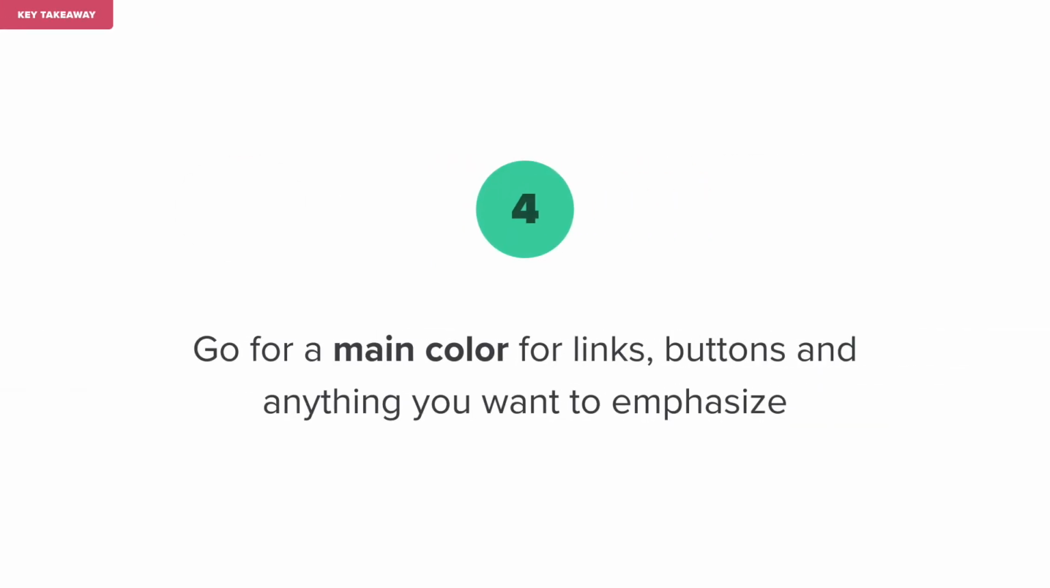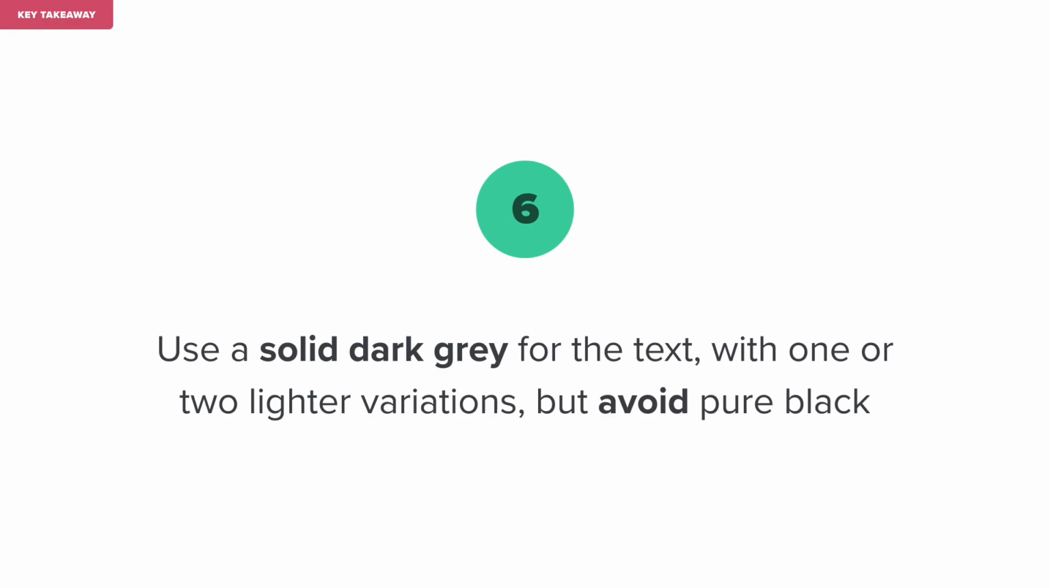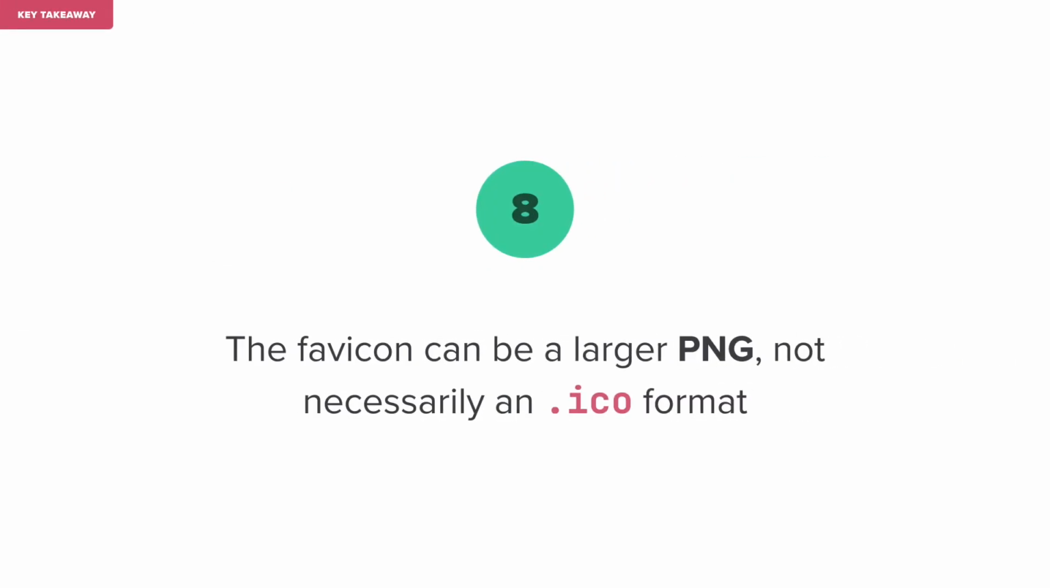Go for a main color for links, buttons, and anything you want to emphasize. An accent color can be used for a few elements that are less important. Use a solid dark gray for text with 1 or 2 lighter variations, but avoid pure black. Where possible, use SVG images. The favicon can be a larger PNG, not necessarily an ICO format.